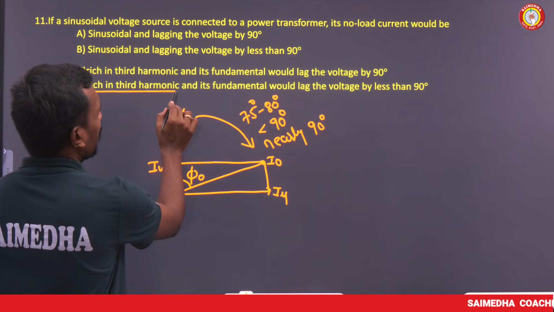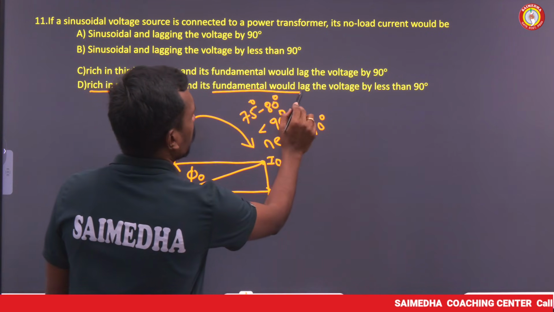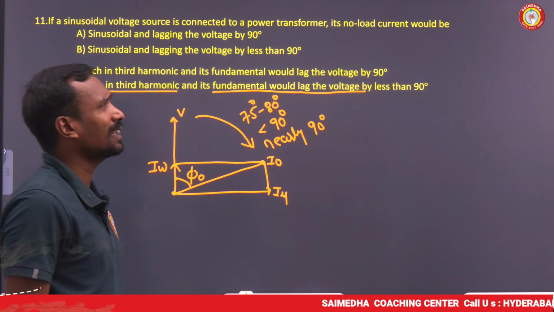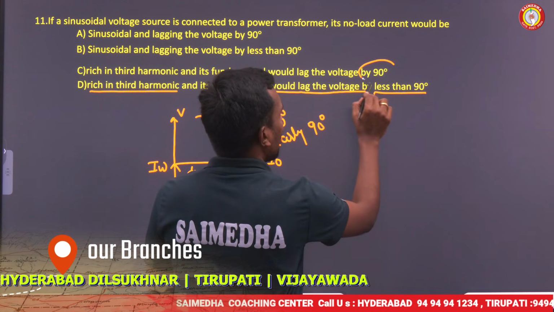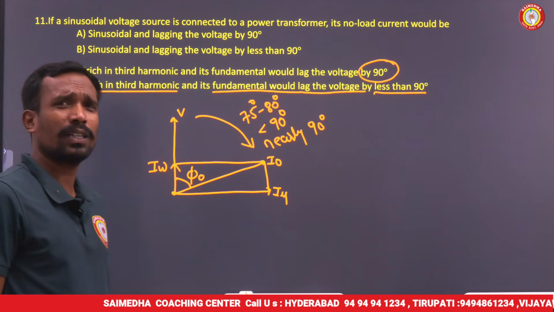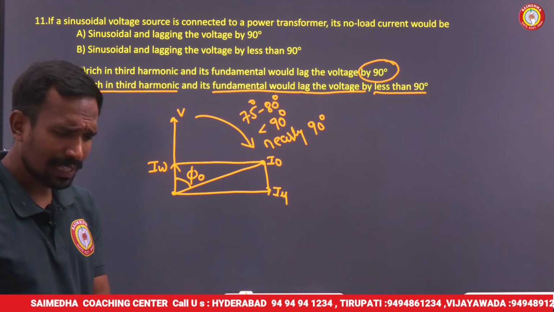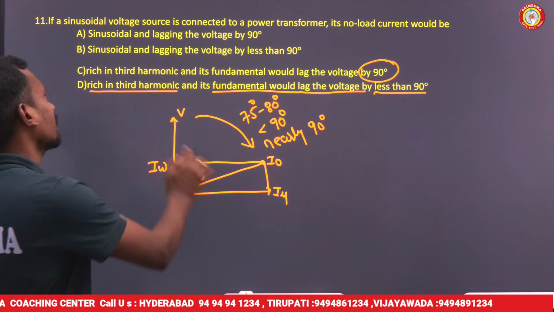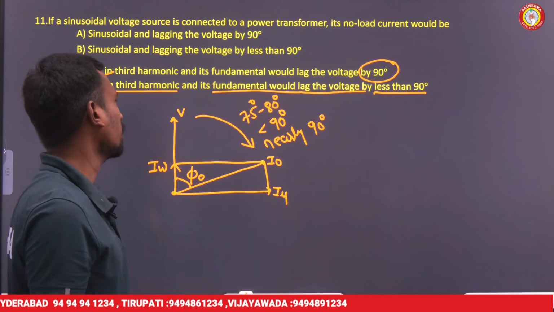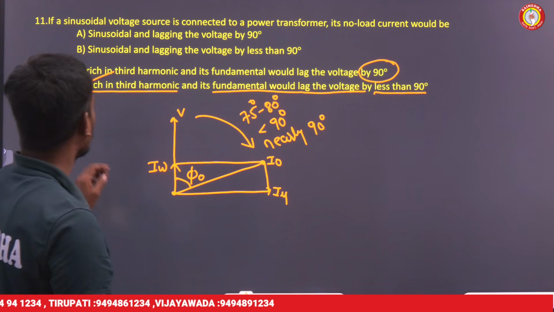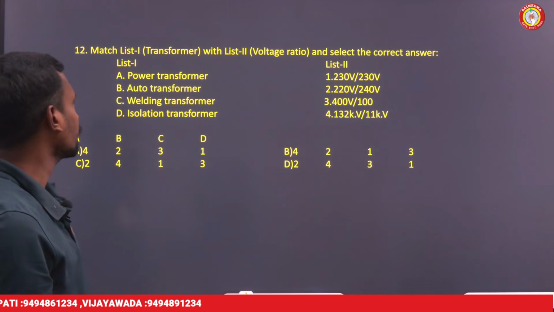Rich in third harmonic and the fundamental will lag the voltage by less than 90 degrees. One option is less than 90 degrees and another option is equal to 90 degrees. So which is the suitable answer, sir? Can you tell me? Less than 90 degrees will be the suitable answer. So questions like this they may also ask you, sir. This is also important. Next question.